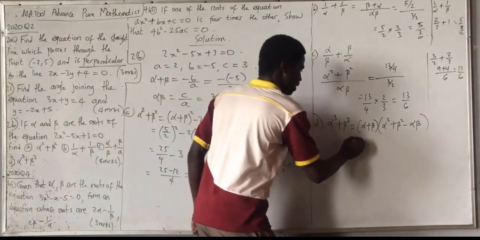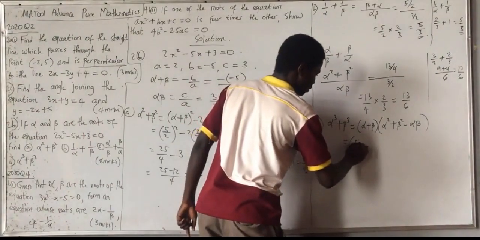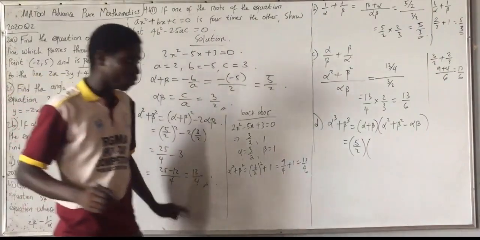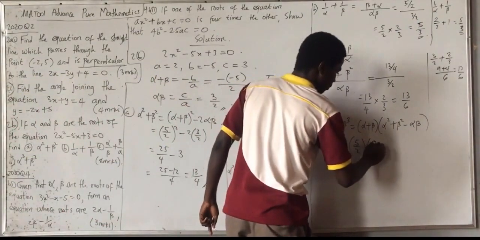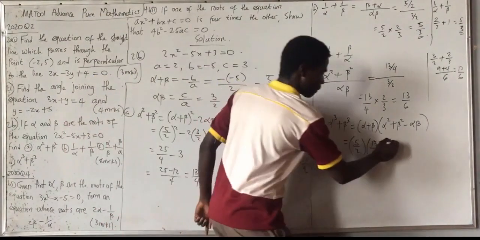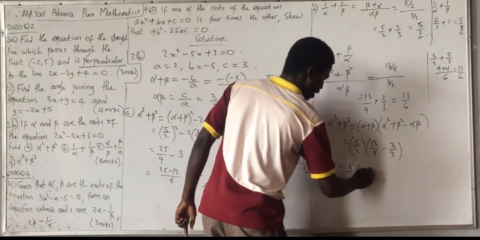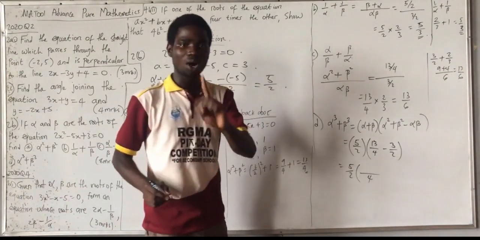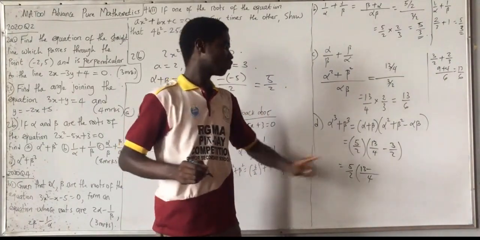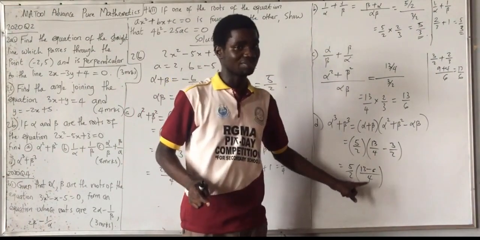Now, alpha plus beta is 5 over 2. We've done that. Alpha square plus beta square, we've done that. 13 over 4. 13 over 4 minus alpha beta. Alpha beta is 3 over 2. Right? So this is 5 over 2. LCM is 4. 4 divided by 4, 1. 1 times 13. 13 minus 4 divided by 2, 2. 2 times 3, 6. Don't forget, I will always remind you, calculator can do this very fast.